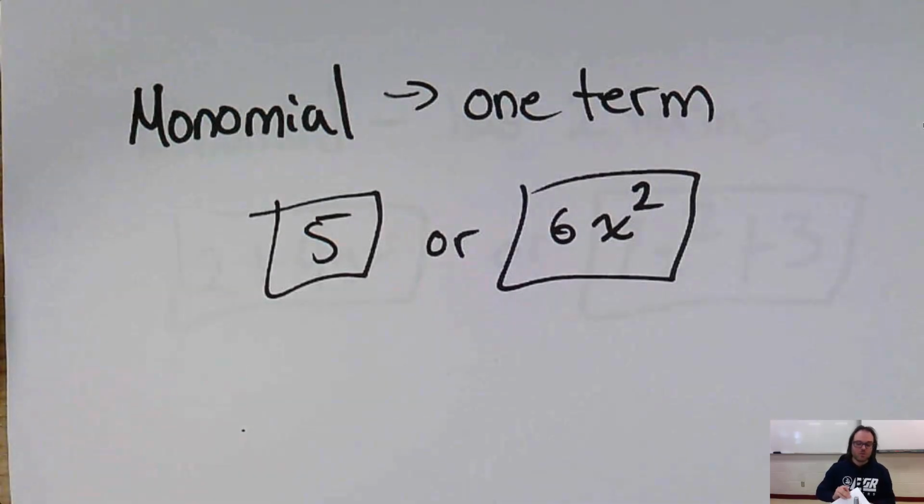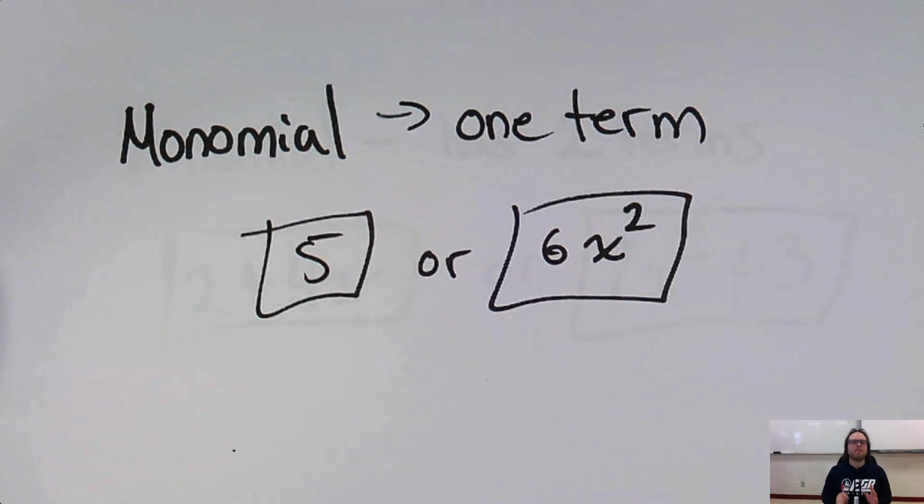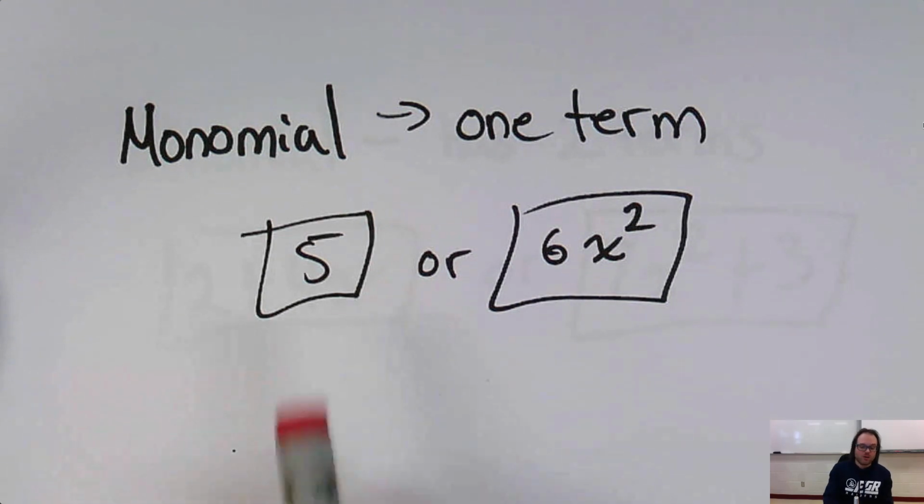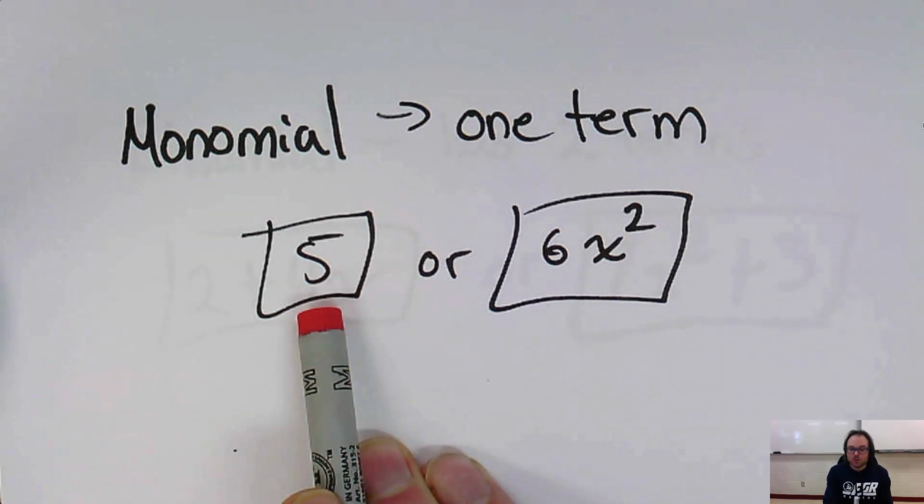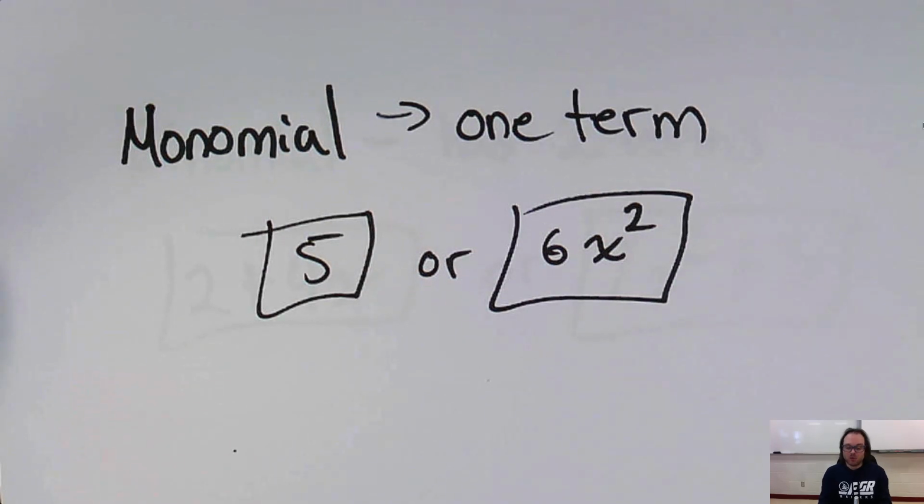So now we're going to look at what types of polynomials we have. There are 3 specific types of polynomials that you guys must know. The first one is a monomial. Mono meaning 1. So we have one term. So here we have a 5, which is an example of one monomial, and here I have a 6x squared as an example of another monomial.